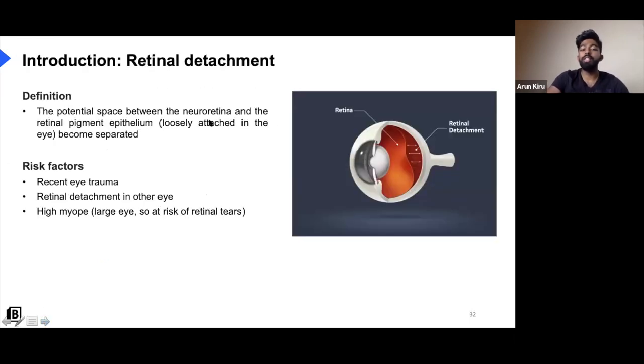Retinal detachment is a potential space between two parts of the retina. You've got the neuroretina, which is the nerve related bit, which forms the optic nerve. The retina forms nerve fibers that go into the optic nerve that eventually go to the brain. And the RPE, the retinal pigment epithelium, is loosely attached, and they become separated, it pulls away. That is your retinal detachment. Risk factors are trauma, retinal detachment in the other eye, and if you're a high myope.